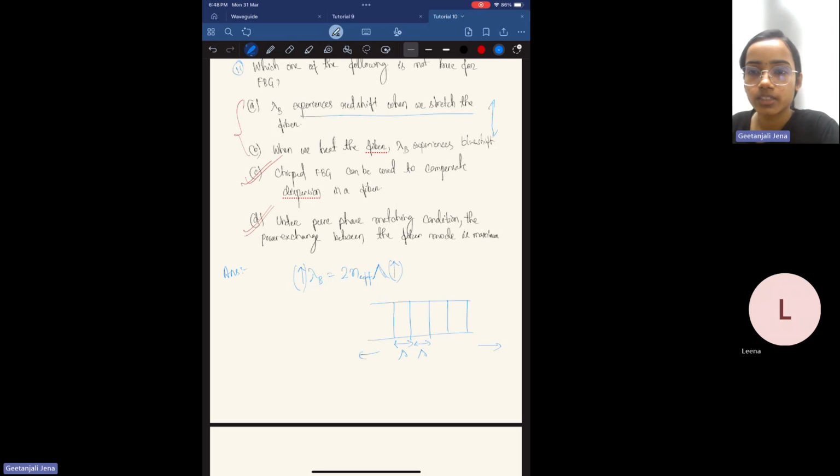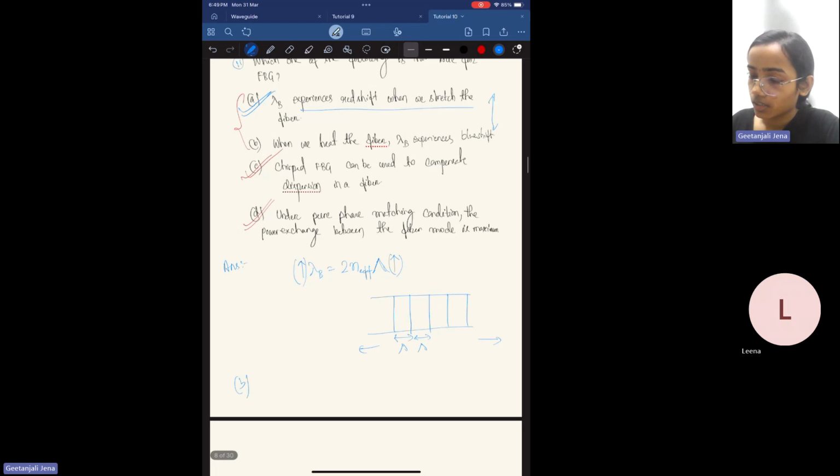So longer wavelength means if the system is going towards longer wavelength, it is red shifting, and if it is moving towards lower wavelength, it is blue shift. Okay, so that means this option is correct. So that means the answer will be option B. But let us see first for B part.